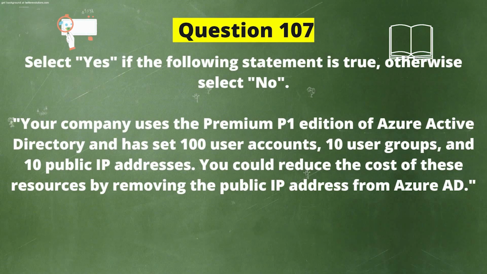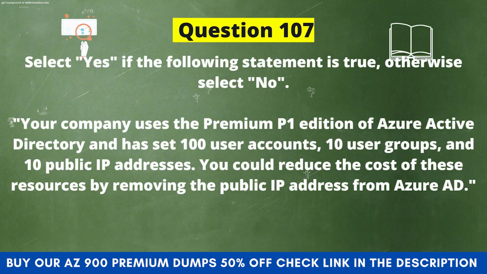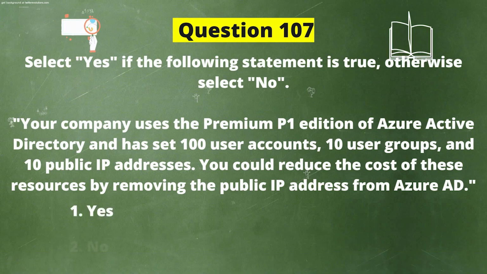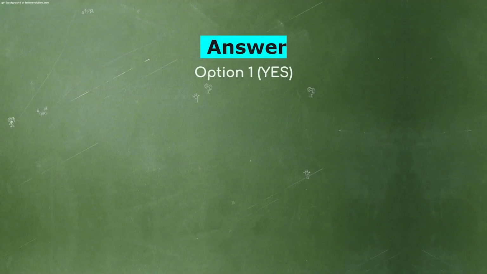Next question. Select yes if the following statement is true. Otherwise, select no. Your company uses the Premium P1 edition of Azure Active Directory and has set 100 user accounts, 10 user groups, and 10 public IP addresses. You could reduce the cost of these resources by removing the public IP address from Azure AD. Is it yes or no? And the correct answer is yes.